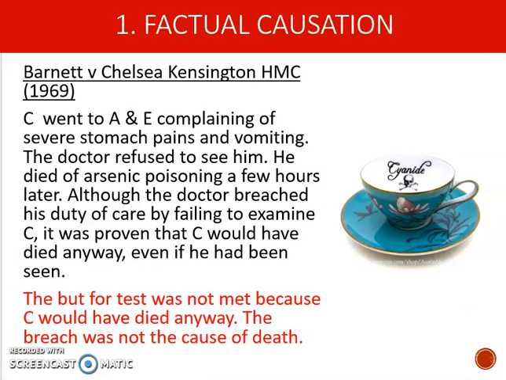To demonstrate factual causation in tort law, the claimant must establish that the loss they have suffered was caused by the defendant, and we use the but-for test to do this. And the but-for test in tort is illustrated in the case of Barnett and Chelsea. What happened here was our claimant went to A&E complaining of severe stomach pains, and he was also vomiting, and the doctor refused to see him. And he died of arsenic poisoning a few hours later.